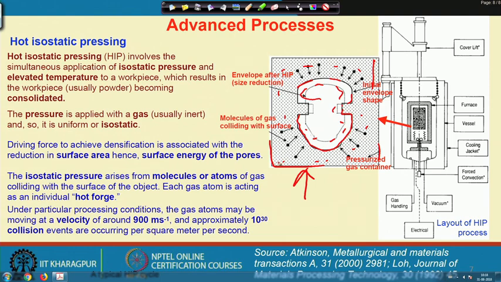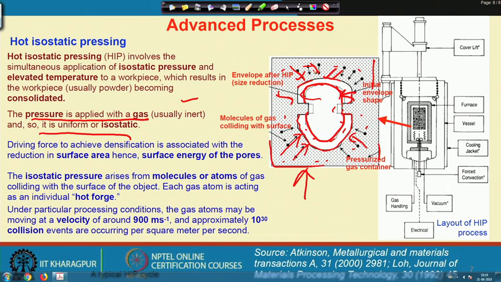Now, I apply pressure so that the gas molecules hit the surface of this envelope and it is compacted to a final shape like this. Initially it was like this and after that it was like that. From all sides the gas molecules hit the envelope and assist the compaction of the powder. That is basically the process called hot isostatic pressing. The applied pressure goes to the material through a gas, usually an inert gas, and since it is a uniform pressure that goes from all sides to the envelope, it is called isostatic pressure.